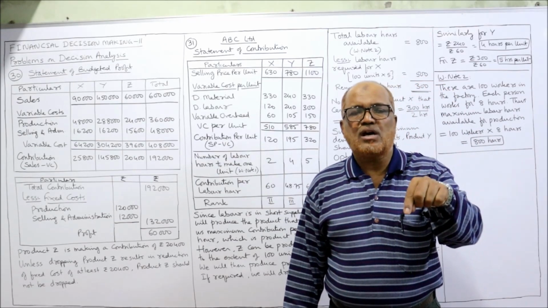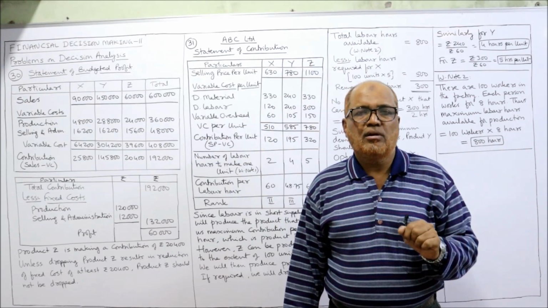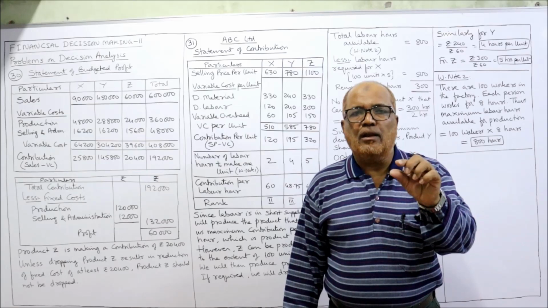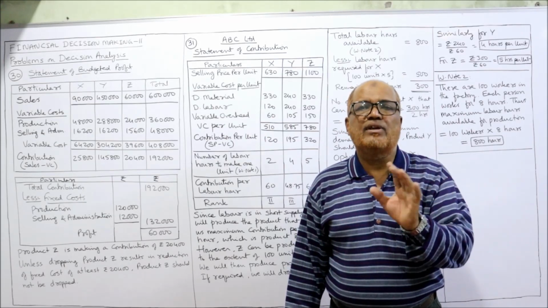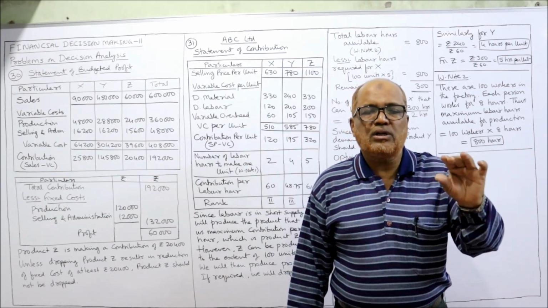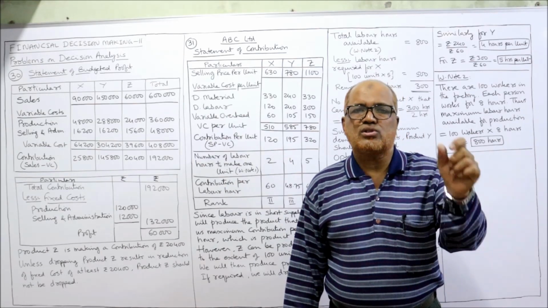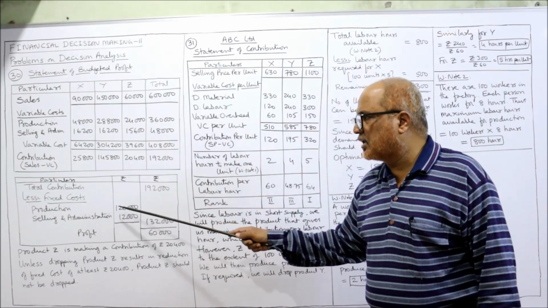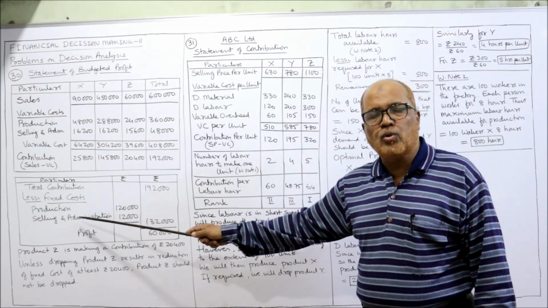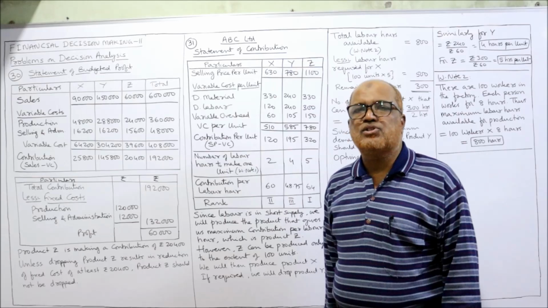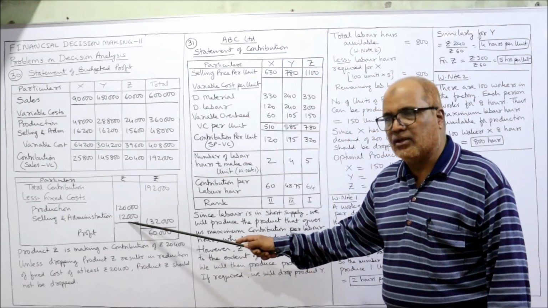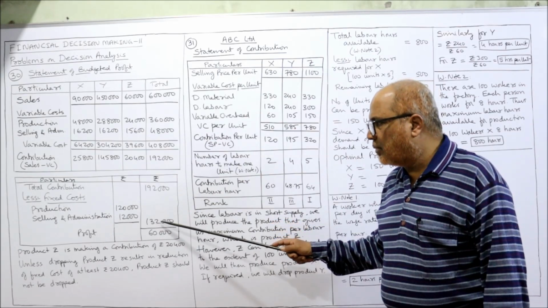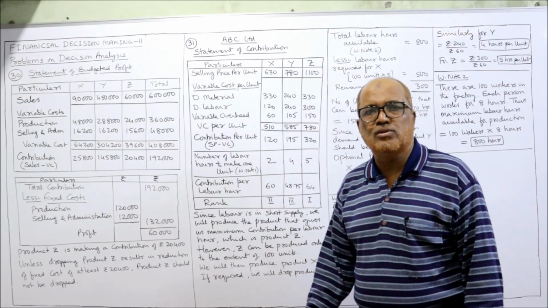The fixed costs are given in production and also in selling and administration. Take the total, don't take individual fixed cost. We want the total fixed cost of X, Y and Z. So production total fixed costs are given 1,20,000 and total selling and administration fixed cost is given 12,000. Add up both, 1,32,000. So 192 minus 132, you are getting 60,000 profit.